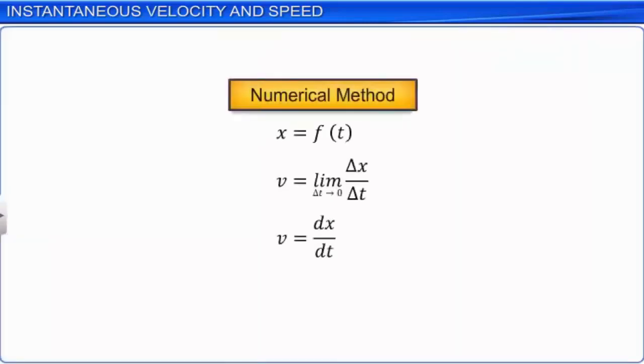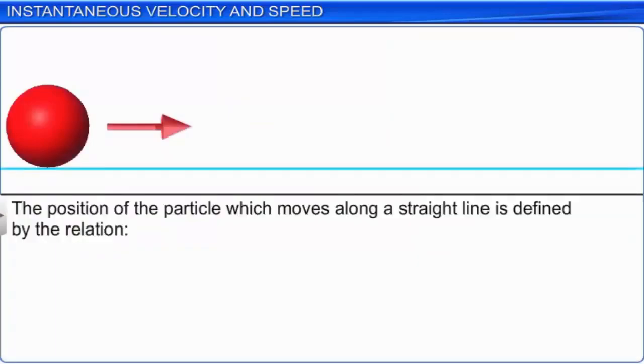The position of a particle that moves along a straight line is defined by the relation x = t³ − 6t² − 15t + 40, where x is expressed in meters and t in seconds.